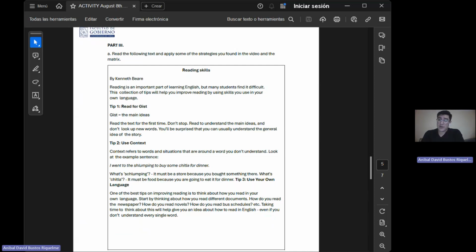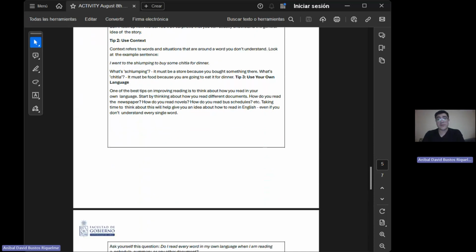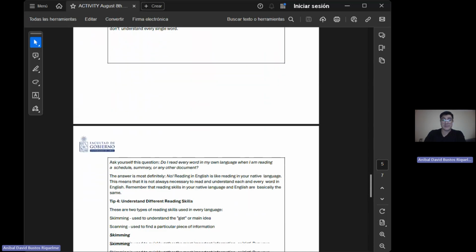Tip 3. Use your own language. One of the best tips on improving reading is to think about how you read in your own language. Start by thinking about how you read different documents. How do you read the newspaper? How do you read novels? How do you read bus schedules? Etc. Taking time to think about this will help give you an idea about how to read in English, even if you don't understand every single word.